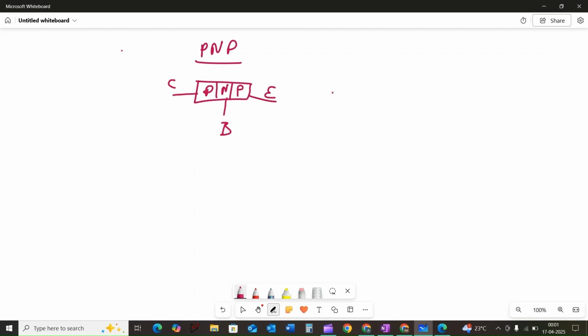Small NPN and PNP transistors have specific physical appearances. For example, here we are going to consider the transistor part number 2N2222. A 2N2222 NPN transistor looks somewhat like this, and this is the emitter pin, this is the base pin and this is the collector pin. Emitter, base and collector.